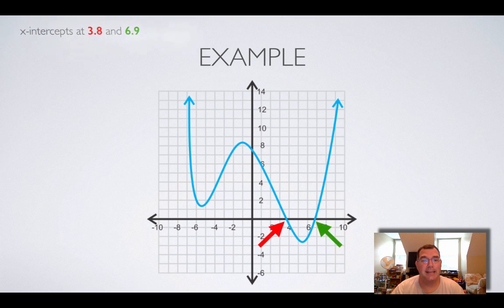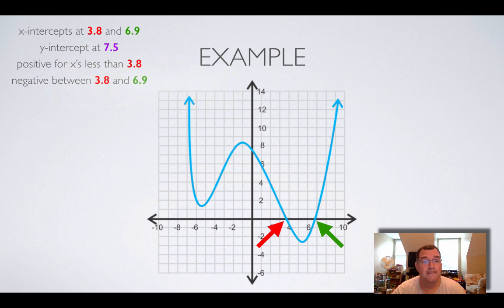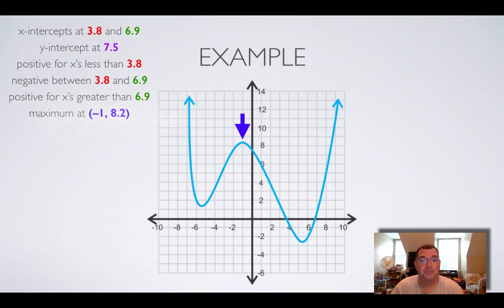So here's a final example. We've got x-intercepts at 3.8 and 6.9. That's where it crosses the x-axis. We have a y-intercept at 7.5. That's where it crosses the y-axis. We have a positive function for x's that are less than 3.8. We have a negative function between 3.8 and 6.9, and then we have a positive function for x's that are greater than 6.9.